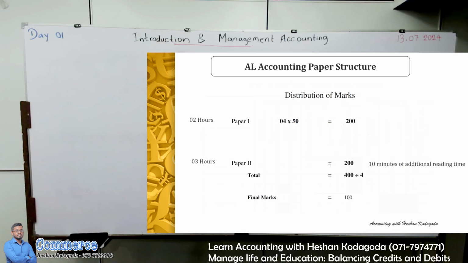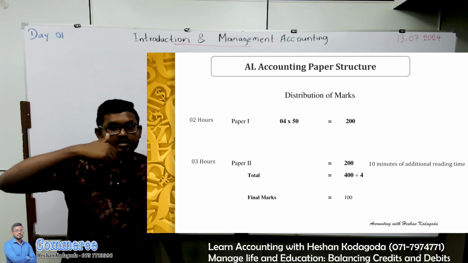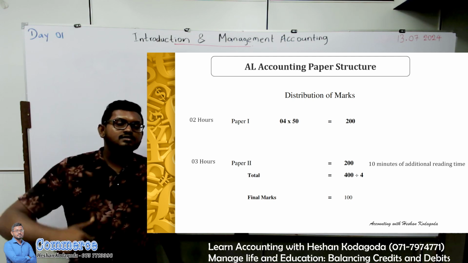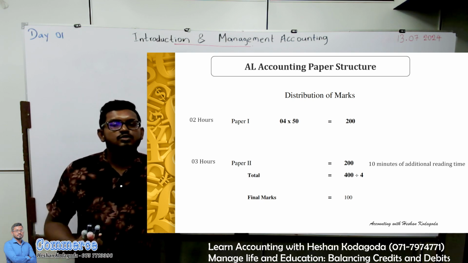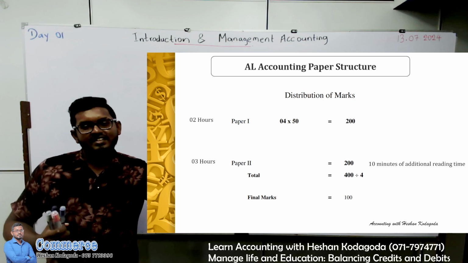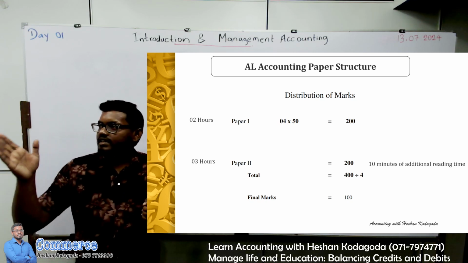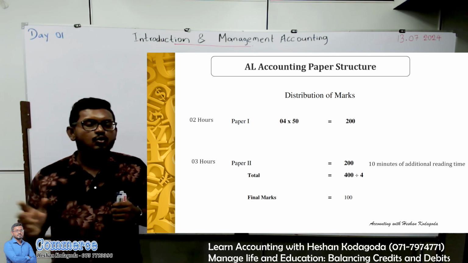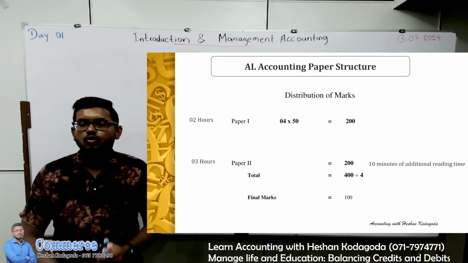Okay, then the other one, the paper structure, because these are two different videos, because this is for 2025 and previously 2026, right? So in here you can see in the first paper there are 200 marks, 4 marks into 50 questions, which means 200 marks.